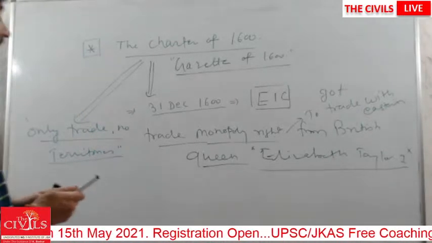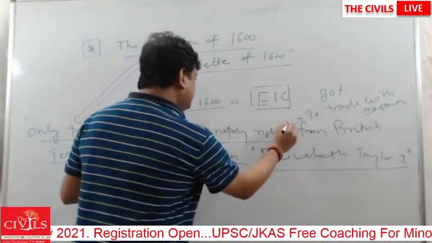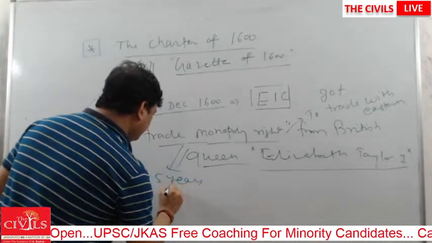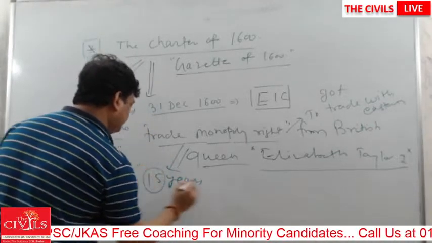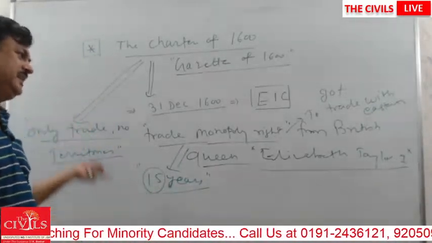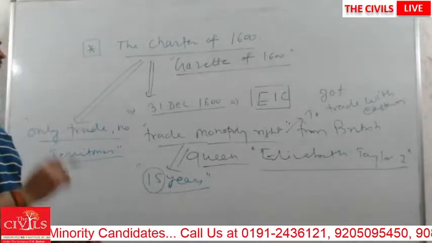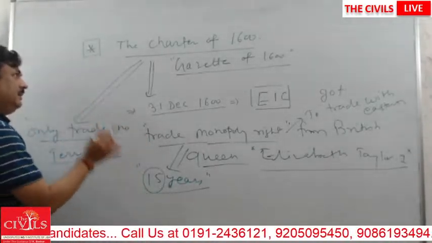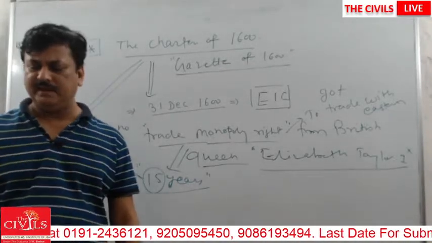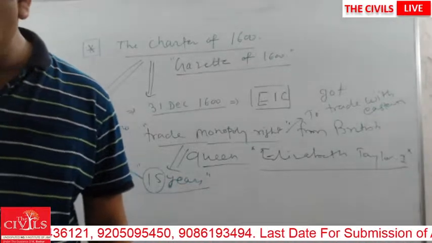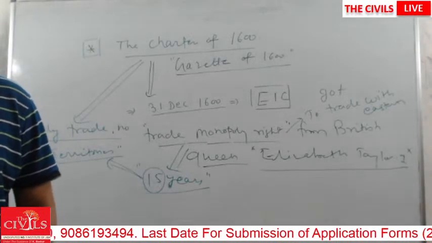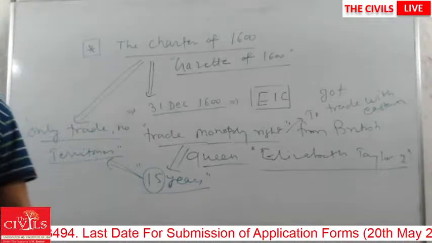And remember one thing, this trade monopoly right was given for 15 years only. Trade monopoly rights were given to the East India Company for 15 years to trade with the Eastern world. And in that charter it was clearly mentioned: only trade, no territories. Is it clear to all of you? Write in the comment box. Then I will move to the second, the Regulating Act.